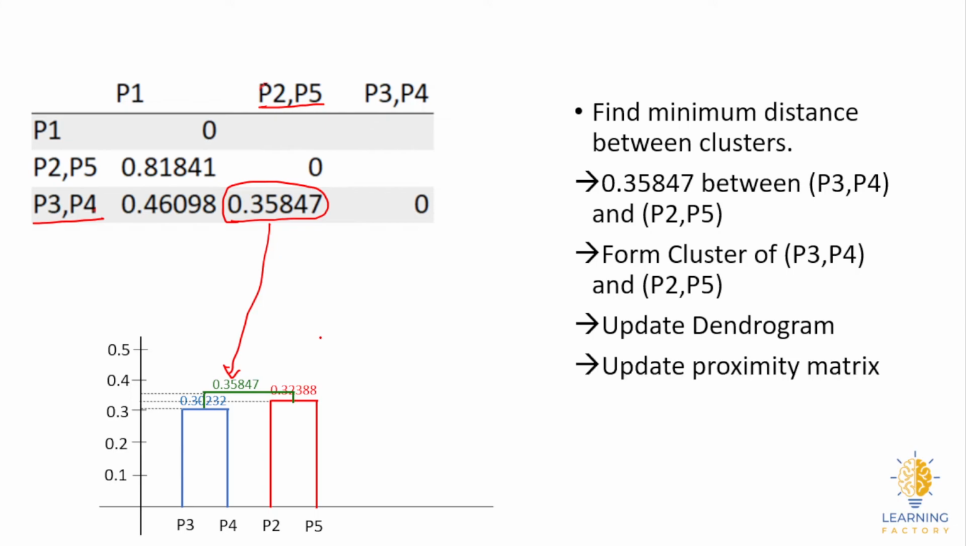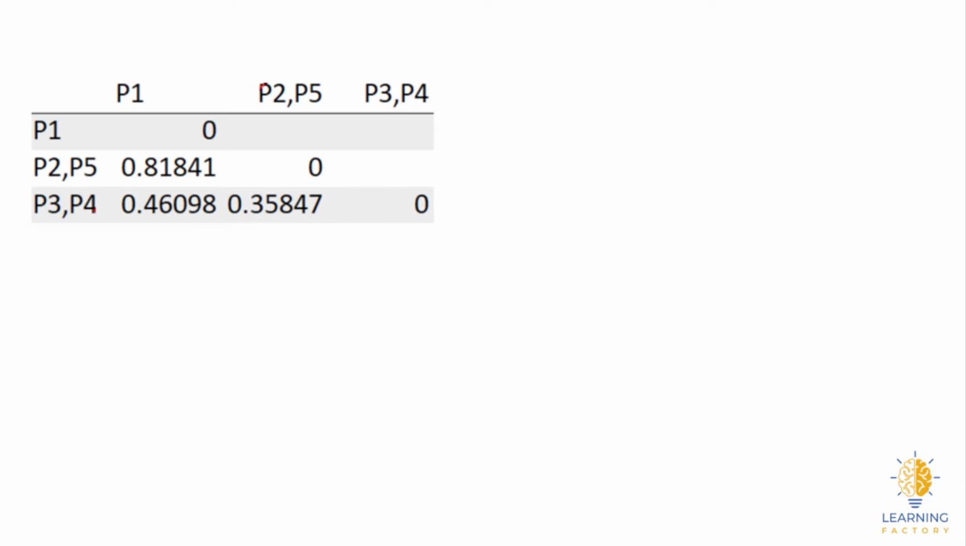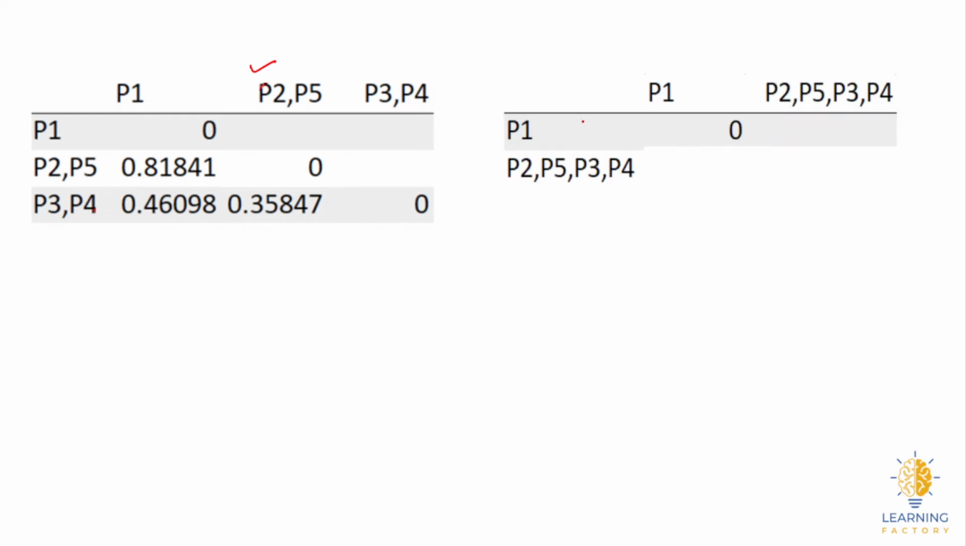And now the next step is, we also would like to update the proximity matrix. So to do that, see here, this was the old proximity matrix that we have. Now we are going to group P2, P5, P3, P4 together. So we'll be forming one cluster out of that. So now, before we had three clusters, now we are having only two clusters, P1, and rest of the 4 points are in another cluster. So P2, P5, P3, P4 would form one cluster.